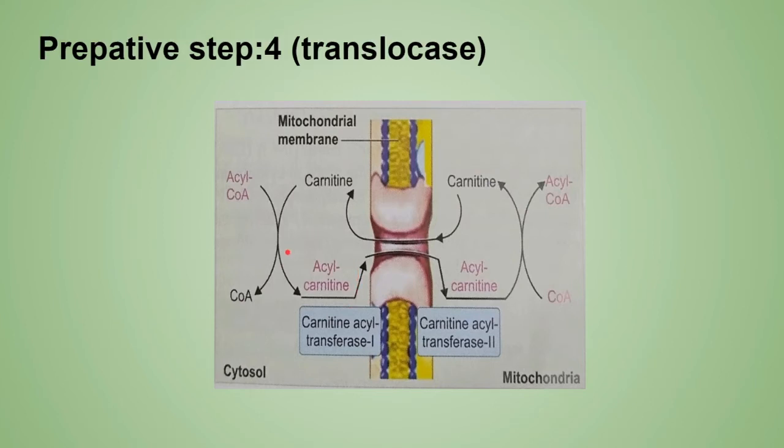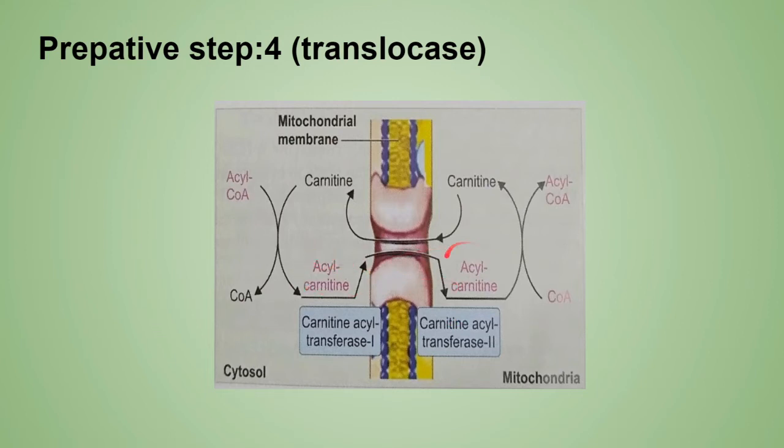Now next, the last step for preparation is the translocase. What is this? This translocase will actually transfer the acylcarnitine into the mitochondrial matrix. Okay, so it will just transfer this into this. But what about the acylcarnitine?